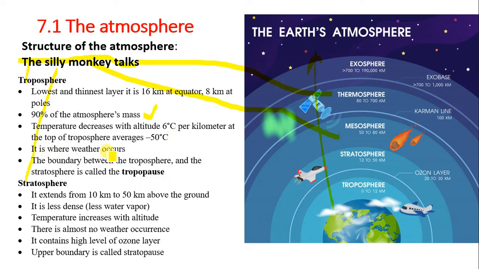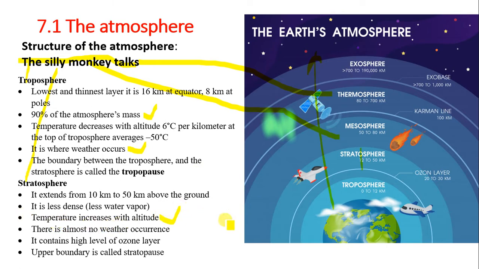Now, it is where weather occurs. So most of your clouds and rainfall all occur within the troposphere. The boundary between the troposphere and the stratosphere is known as the tropopause. Then we move from there to the stratosphere, which extends from about 10 kilometers to 50 kilometers above ground level. It is less dense, so it has less water vapor, unlike the troposphere, and temperature increases with altitude.